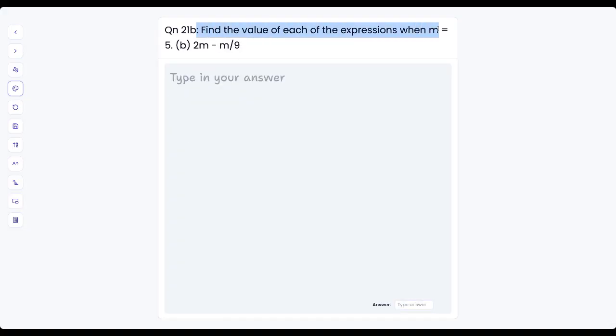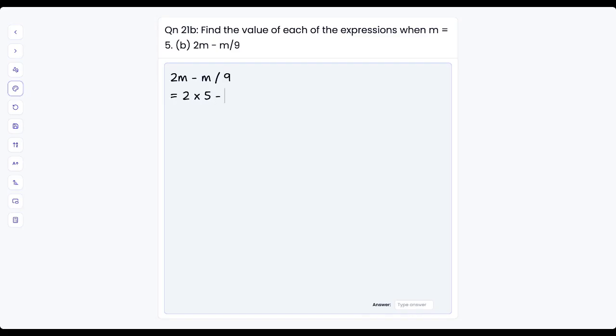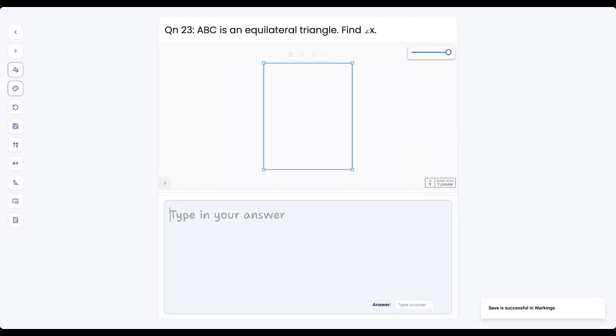21b. Find the value of the expression when m is 5. So 2m minus m over 9. In this case, 2m is 2 times 5, minus 5 over 9. This will be 10 minus 5 over 9, which is basically 9 4 over 9. So 9 4 over 9 in this case. All right, let's move on to the next question.